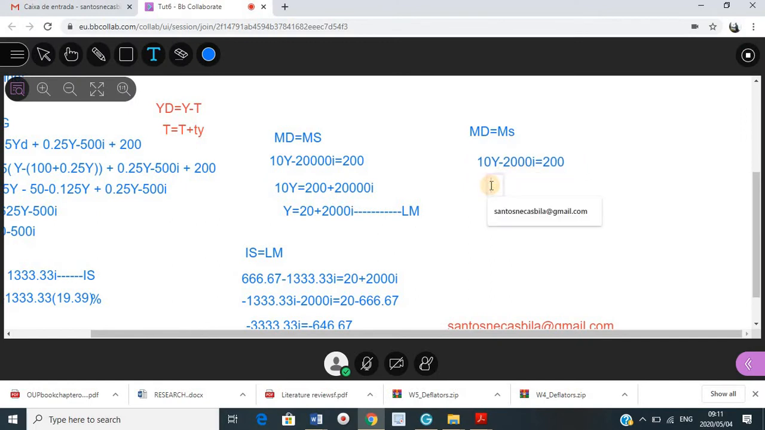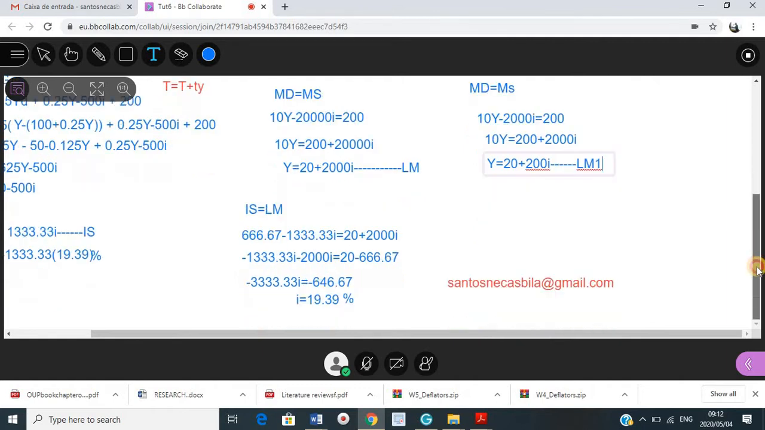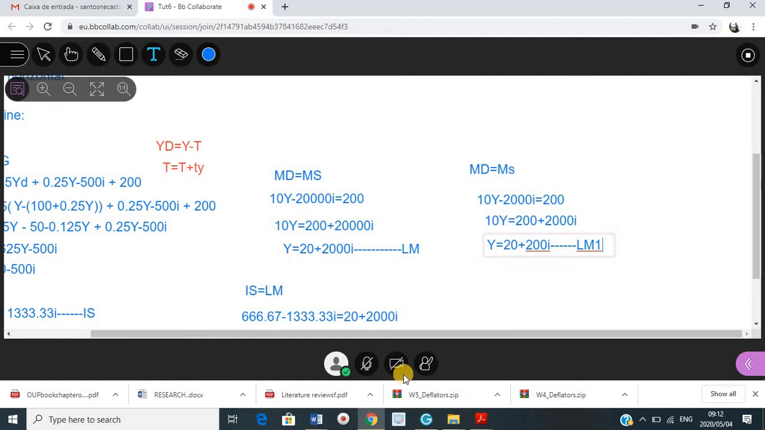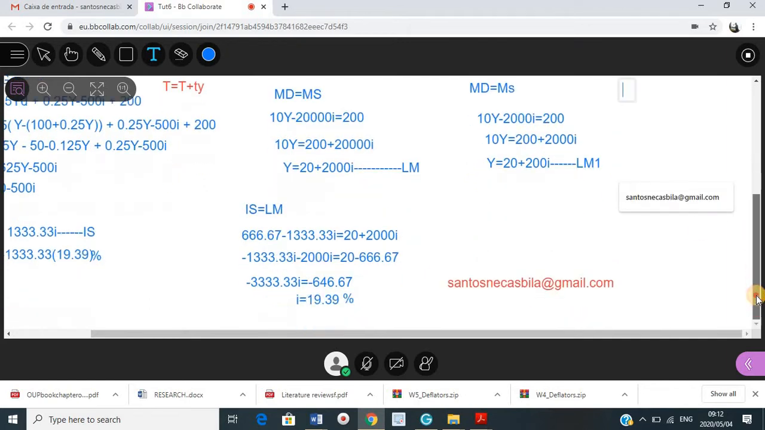200. Very good. So the same way we did, you will say 10Y is going to be equal to 200 plus 2000I, which is the interest rate. And here we are going to have Y equals to 20 plus 200I. Very good. So this is the new LM. I will call it LM1. Very good. So the approach is the same. Here we'll just say IS, or I can just do it here, right?